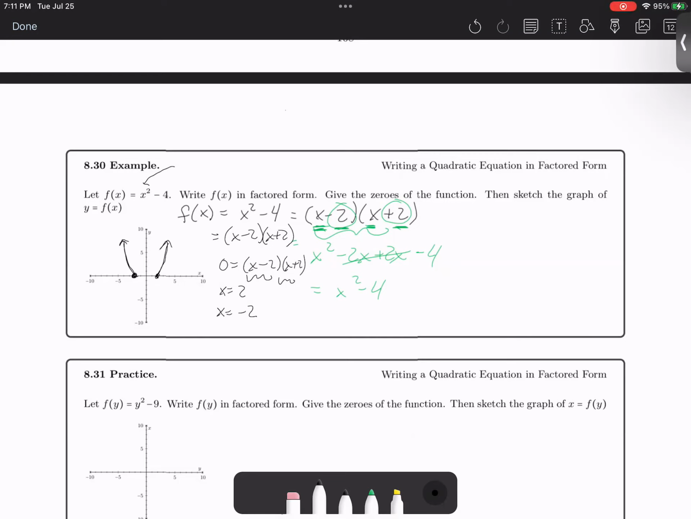The only thing we haven't talked about, so we've done the zeros, let's give ourselves the y-intercept. Where am I going to cross the y-axis? So what is my function value at 0? Right, I'm asking for where do I exist there? This is going to give me a 0 squared minus 4, gives me a minus 4.